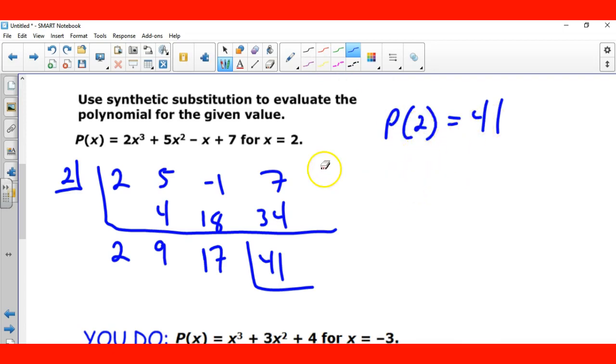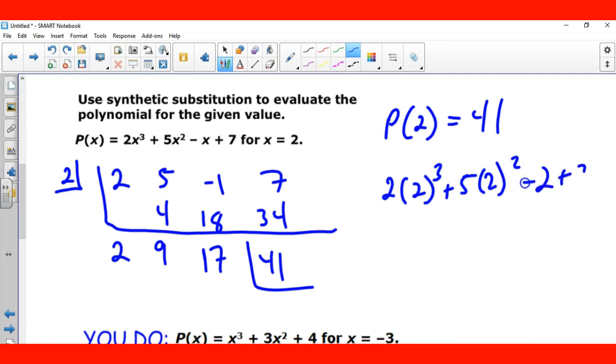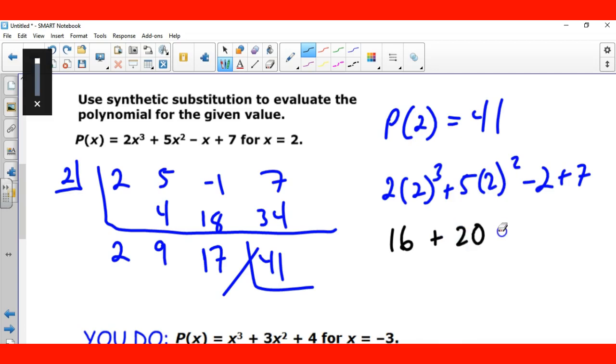If you want to check yourself, you could just plug 2 into all of this. Like you could go 2 times 2 cubed plus 5 times 2 squared minus 2 plus 7. So I'm just going to check it so you can see that 8 times 2 is 16. Let me write that out. And then you have 2 squared is 4. 4 times 5 is going to be 20. And then 20 minus 2 plus 7.